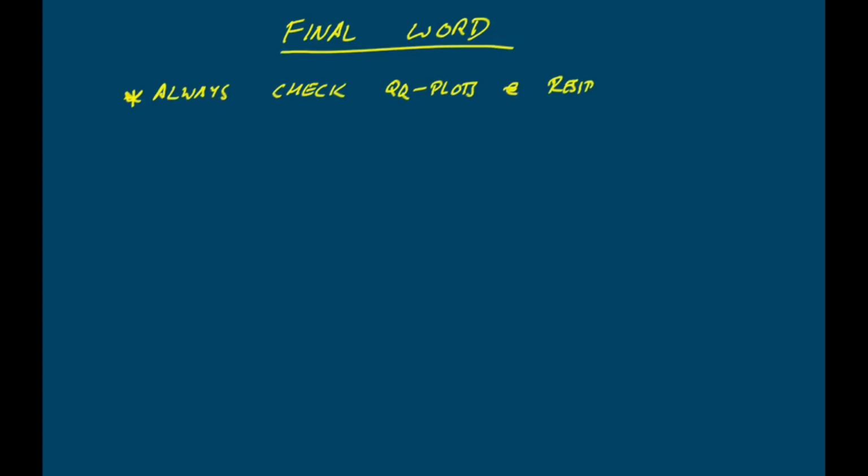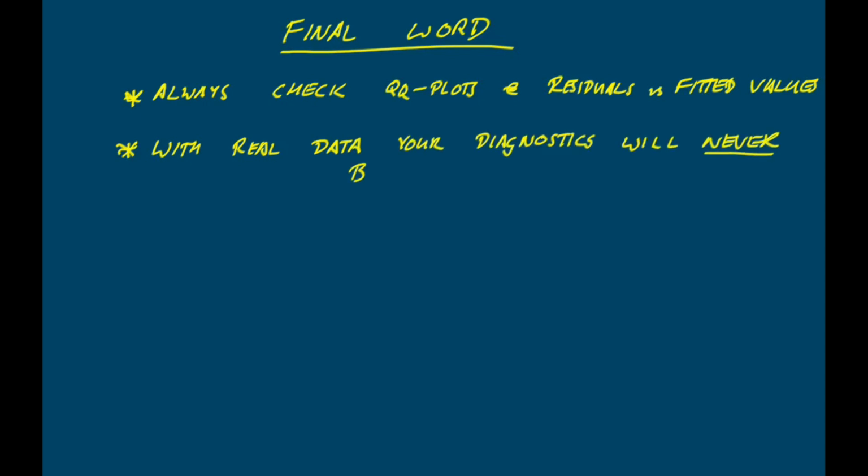When you're fitting a linear model, you always need to check at least the QQ plots and the residuals versus fitted values in order to check that your residuals are behaving in the way we'd like them to behave. When you're dealing with real data, your diagnostics will never be as pretty as you would like them to be. There will always be something funky about your QQ plot or something weird about your residuals versus fitted values plot. That means that you're going to sit there scratching your head and worrying about it.